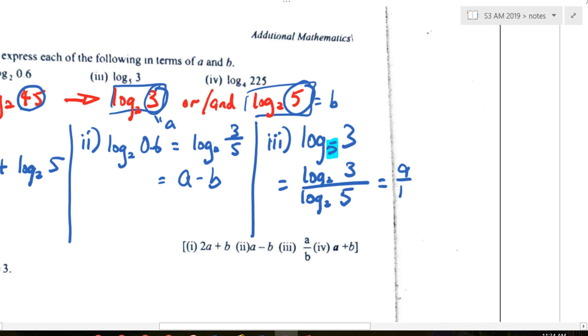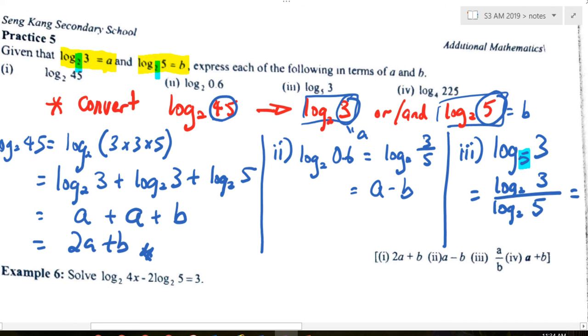Isn't the new base log 5? No. The log base 5 is the old base. The new base is base 2. Why is it so? Because I look at the question, the yellow thing says I only have log base 2 is A, log base 2 is B. So my only hope is I want everything in base 2. But base 5 doesn't help because base 5 is a useless base. What's a useful base? Log base 2. Can you try part 4 now?